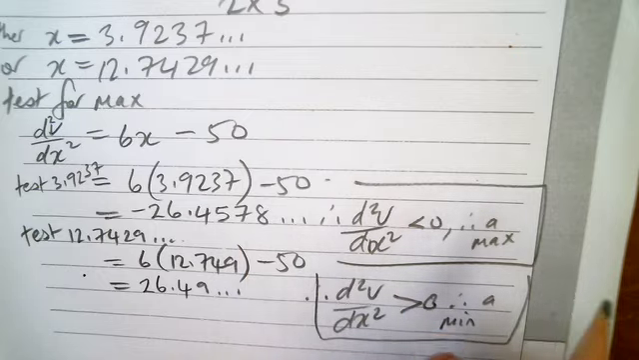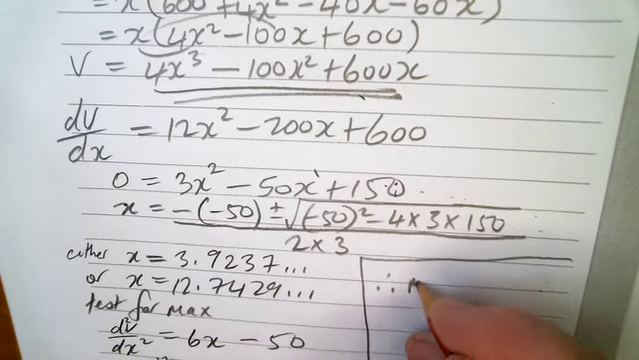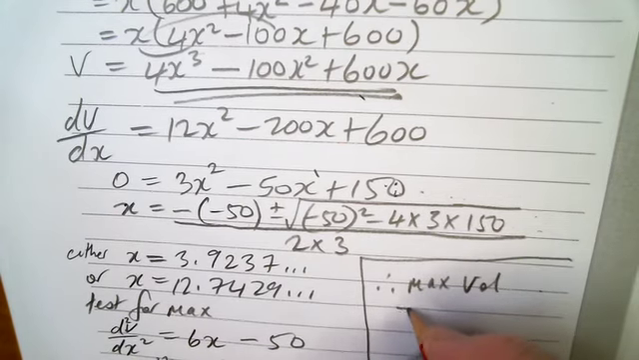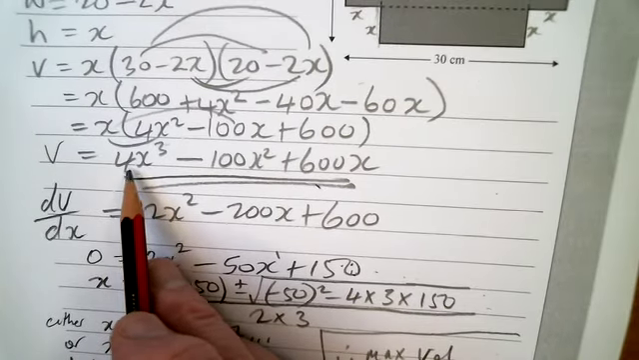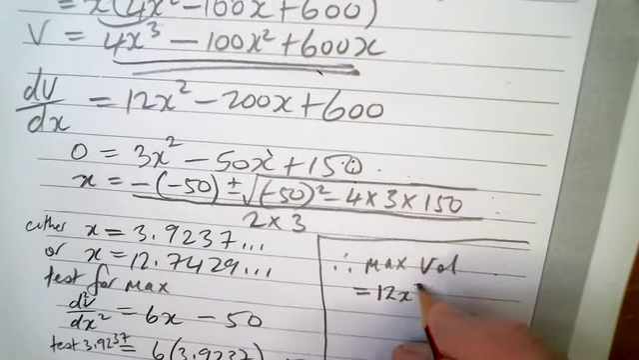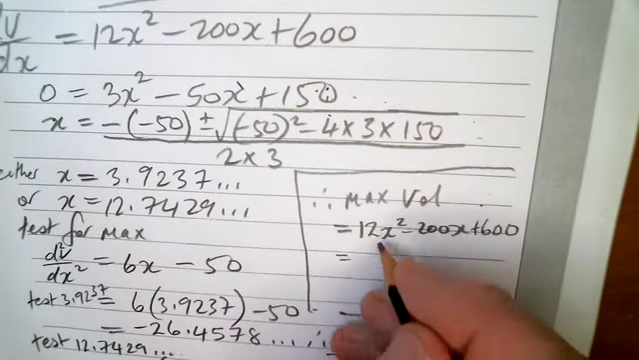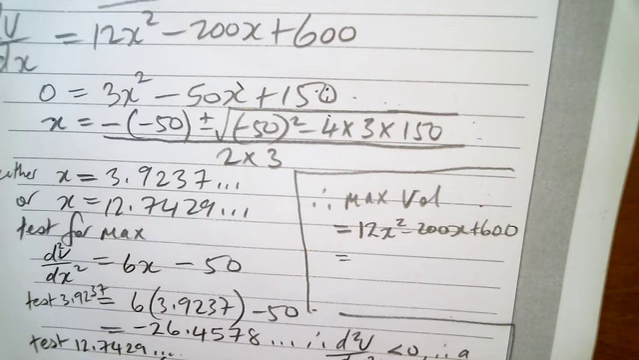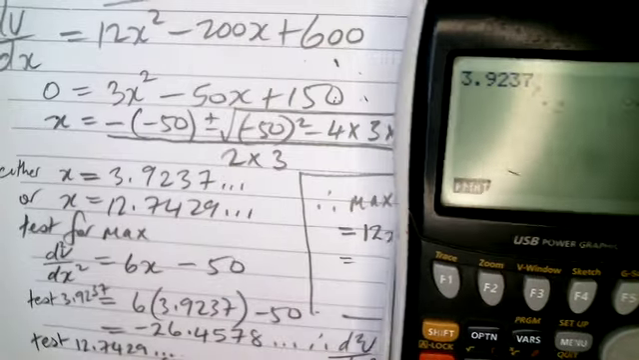let's now find the maximum volume. So let's put here, therefore max volume is equal to, and we can just go ahead and put that in, because we know what the volume is. It's going to be this thing here, which is 12 times x squared minus 200x plus 600. And this time we're going to enter the x in there as 3.9237. I'll just put that in memory.